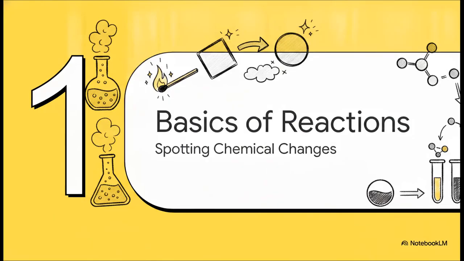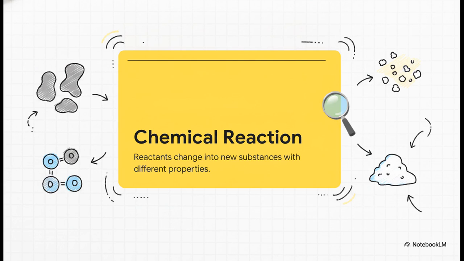All right, let's jump straight into Section 1, the basics of reactions, spotting a chemical change. Simply put, a chemical reaction is a total transformation. It's a process where your starting materials, the reactants, completely change into entirely new substances, which we call products. And these products have completely different properties from what you started with. A classic example is when you take solid magnesium, mix it with oxygen gas, and get a white powder called magnesium oxide. It's literally a complete chemical makeover.